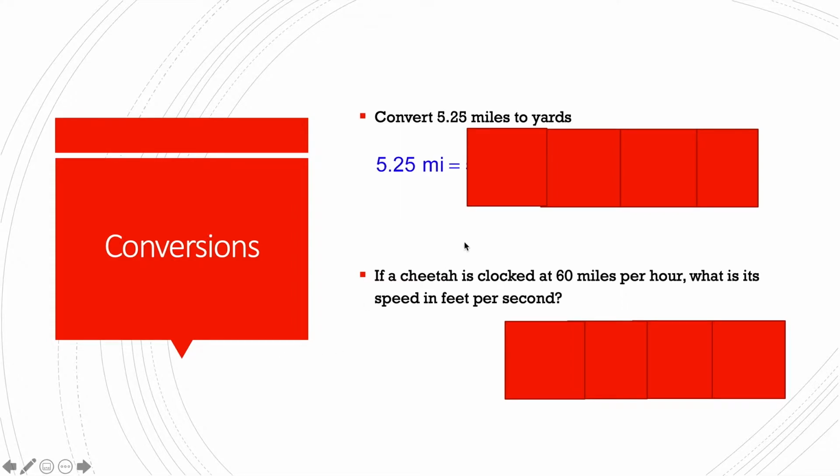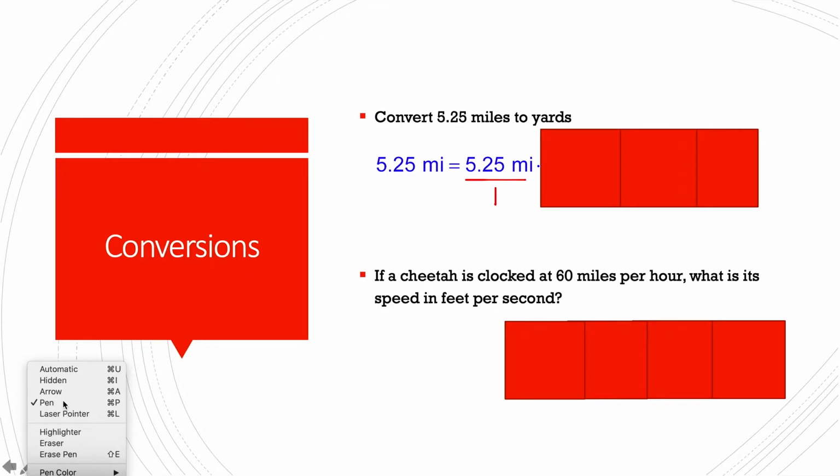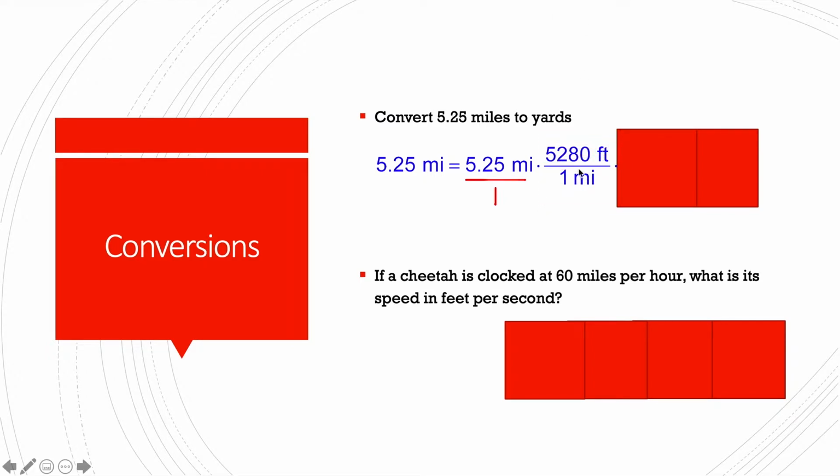So to set it up, first we do 5 1/4 miles. Now I sometimes write this over 1 as a fraction just because that's what I'm used to. You definitely don't have to do that. If it helps keep you straight, then I encourage you to do it. All right, so then I have to figure out how can I get rid of miles. So thinking of it, the equivalent in feet would be 5,280 feet, and that's 1 mile.